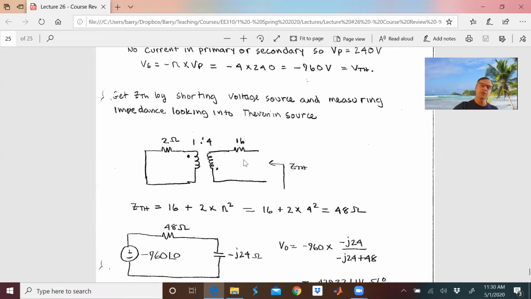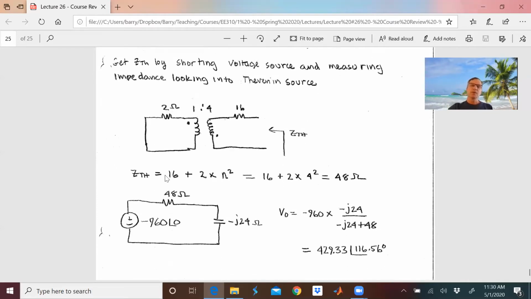And that can get kind of confusing. What I usually do is say that if I have less turns on the far side, it means I'm going to multiply that impedance by the turns ratio. But that's just the way I do it. So let's just add it up now. Z Thevenin is going to be 16, that's easy, plus this reflected impedance, which is going to be 2 ohms times n squared, is going to be 48 ohms.